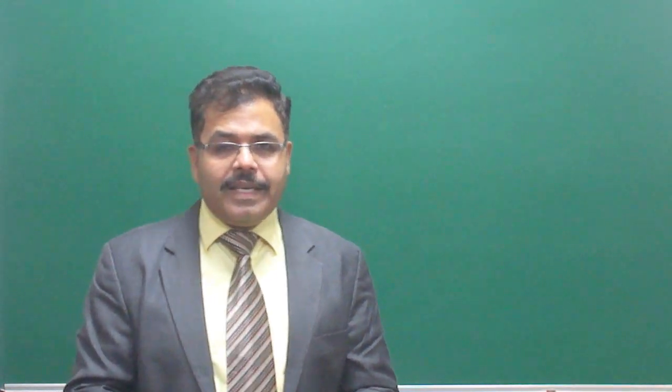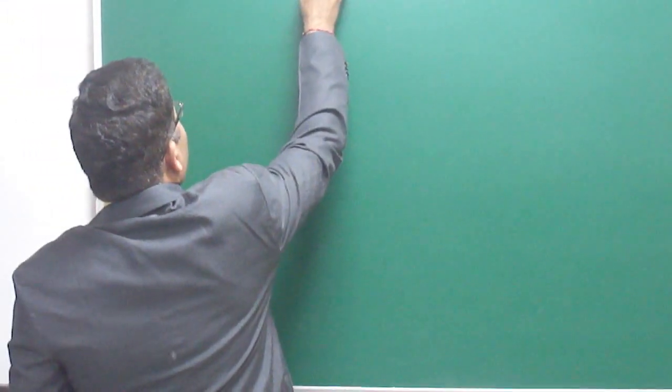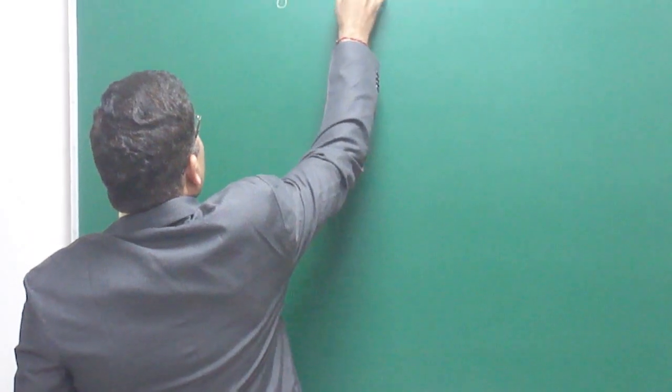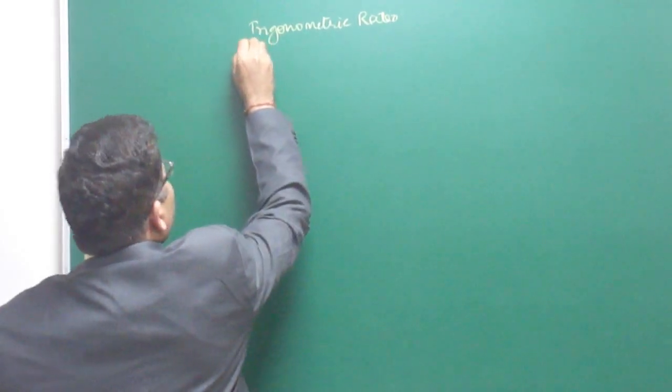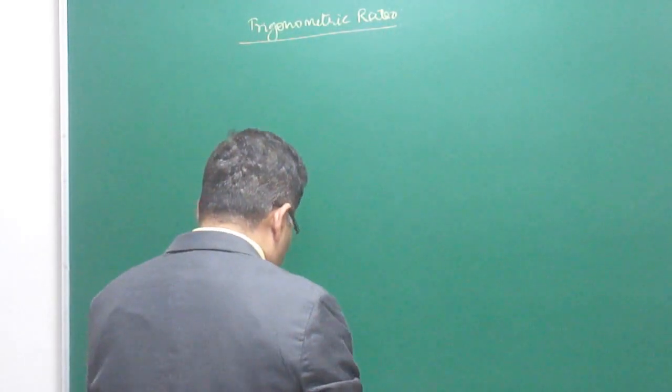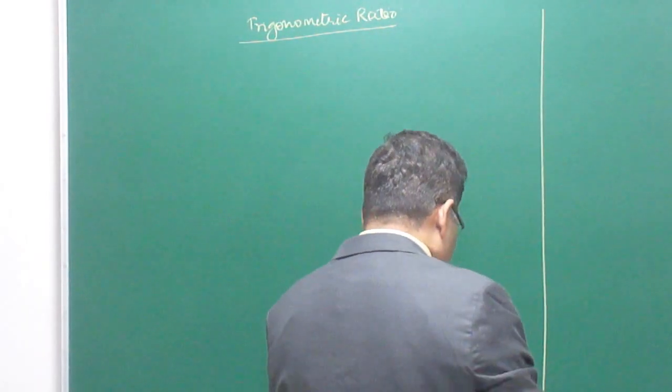First, the trigonometric ratio is required. Although you have studied it in earlier classes, it is still very important, so before starting this topic I would like to revise this. Trigonometric ratio: a ratio is something which is a comparison. So the trigonometric ratios are what you need to remember. This is what we have to analyze. First of all, I should write here a few things.